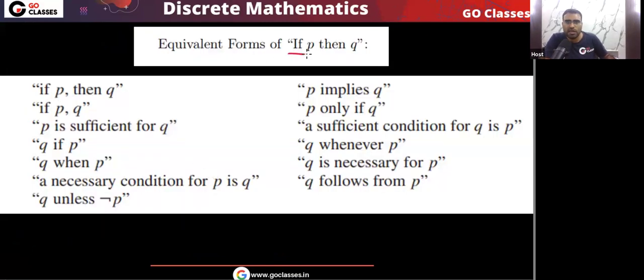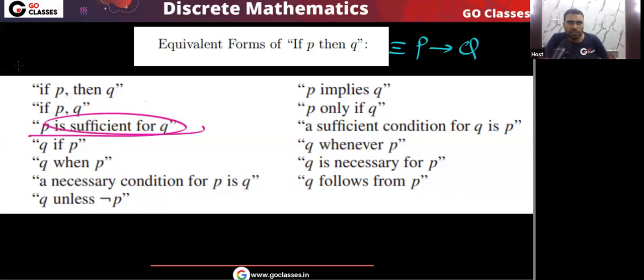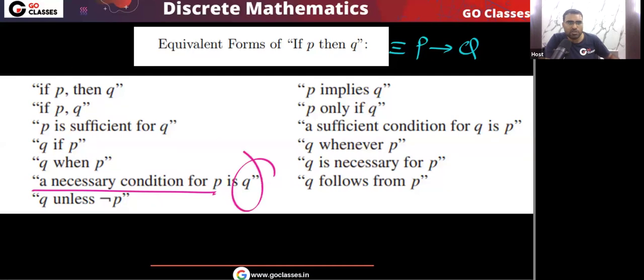So you can see, if P then Q means P implies Q. And these are the different ways: if P then Q, if P comma Q, P is sufficient for Q, Q if P, Q when P, a necessary condition for P is Q. Look at this: a necessary condition for P is Q.